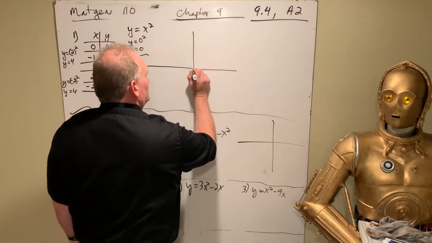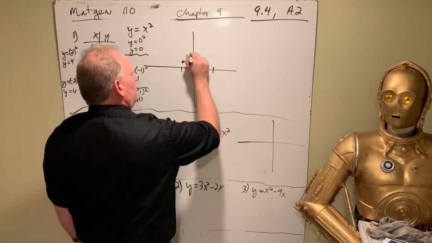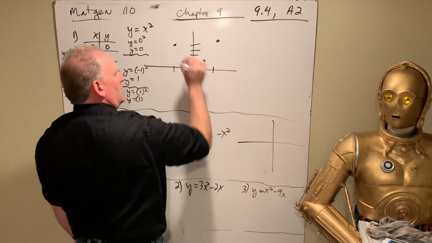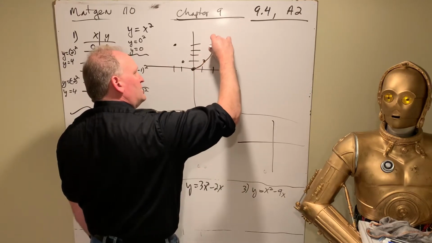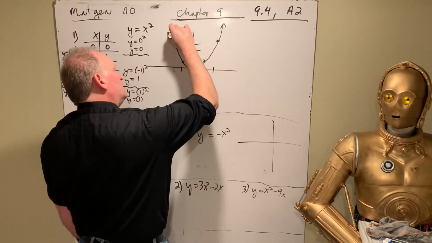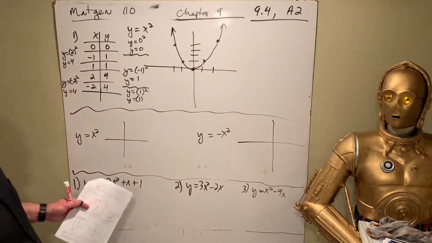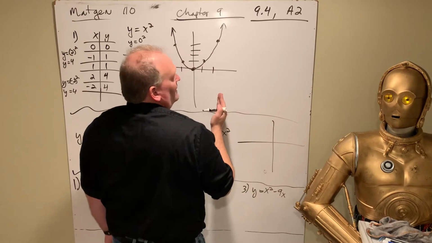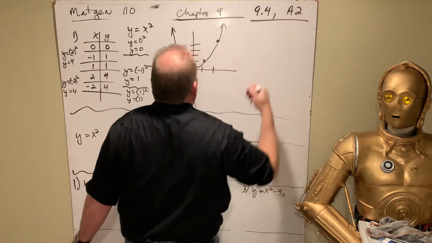So let's graph this. 0, 0, 1, 1, -1, 1, 2, 4, -2, 4. And what we get is this curve. You've got to make sure not to make it a straight line. It's a curve, and it's called a parabola. And that parabola is getting wider forever. I know it looks like it goes vertical, but it never actually goes vertical. It keeps getting wider and wider forever.